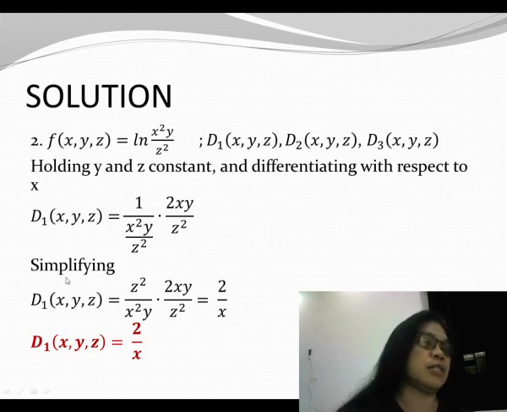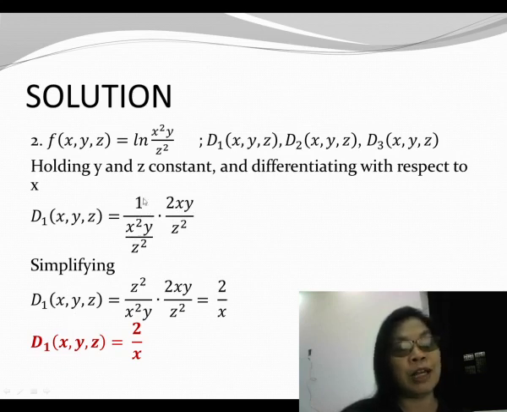Then all we have to do is simplify this. If we multiply by the reciprocal of the denominator, it becomes z squared over x squared y, which is multiplied by the derivative of u. Then we can reduce the z squared, the x, and the y. So finally we have only 2 over x. The derivative of the function with respect to x is simply 2 over x.